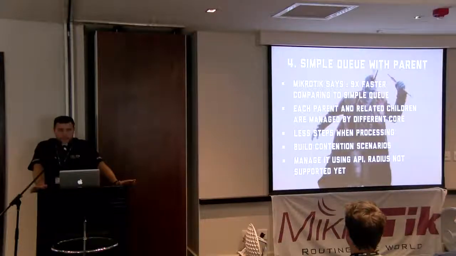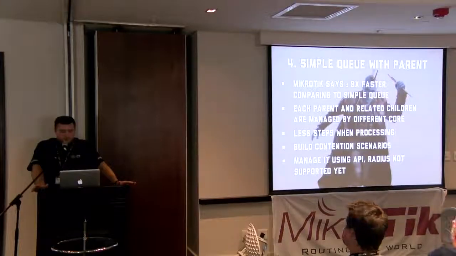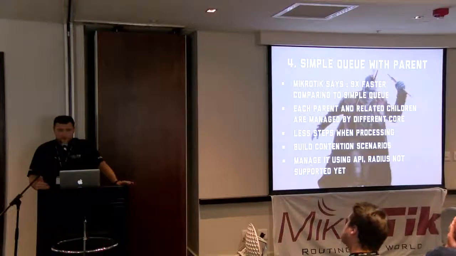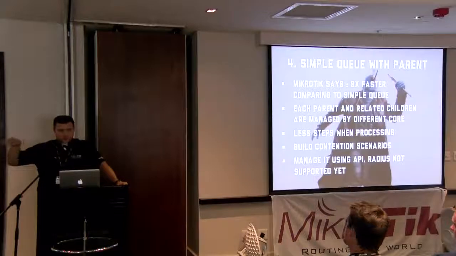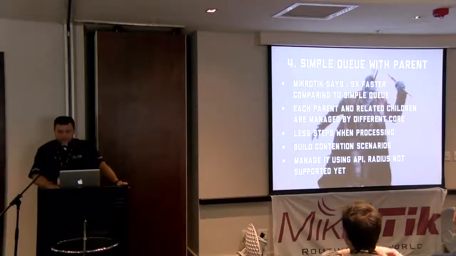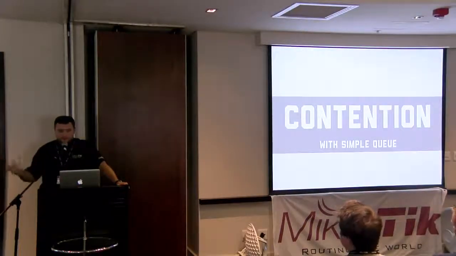We can also build contention scenarios with that type of shaping. Unfortunately, we cannot use radius to set up the parents, because I'm not sure if it was updated, but I don't think so, MikroTik doesn't allow putting the parent attribute in the radius answer. So when we send the queue speed back from radius, there is no way to put the parent. That's why, for example, in my software, we use API to create the queues, to create those trees for contention, and contention can be of different types.